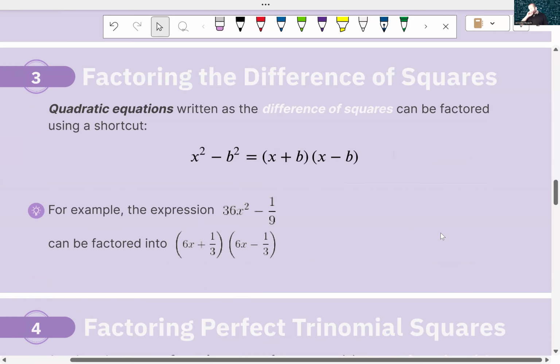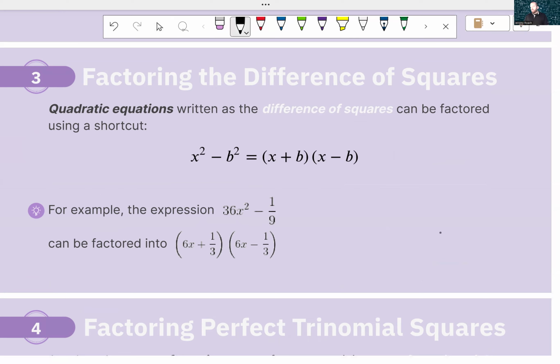Difference of squares is a rule I think it's worth memorizing. If we have something squared minus something else squared, then it's the square root of the first term plus the square root of the second term, quantity, times the quantity of the square root of the first term minus the square root of the second term. So let's look at a quick example here.